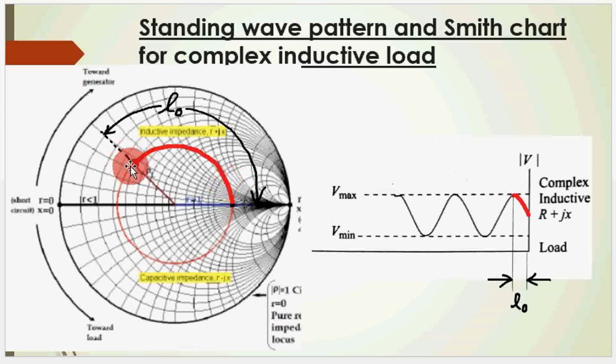Suppose this is a particular point, a normalized impedance, and in that case what do you encounter first? You will encounter first a voltage maxima. So if you find a voltage maxima at a distance L0 from the load, then you can conclude that it must be an inductive load, because the upper half, this side, belongs to the inductive impedance. Now whether it is a complex inductive impedance or a pure inductive impedance will depend on the minimum voltage. If this minimum voltage is 0, then it means it is a pure inductive impedance.